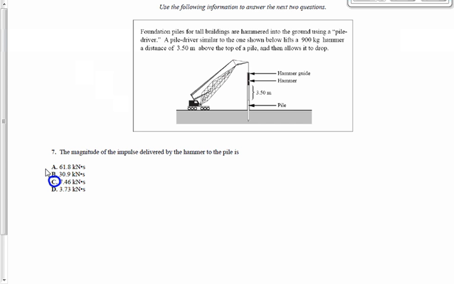Foundation piles for tall buildings are hammered into the ground using a pile driver. A pile driver similar to the one shown below lifts a 900-kilogram hammer a distance of 3.5 meters above the top of a pile, then allows it to drop. You ever see that happening? You saw it here a year or two ago. You saw this a ton going in on Deerfoot Trail where they were building all the bridges, right? They're driving these piles down to the ground.